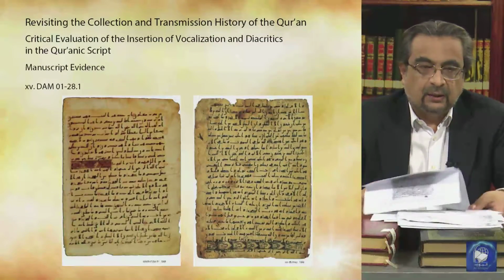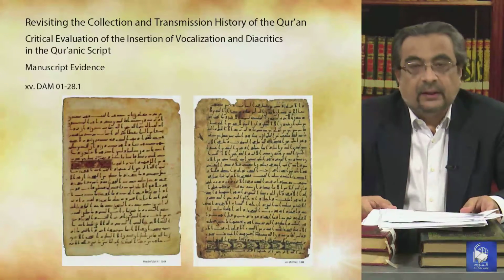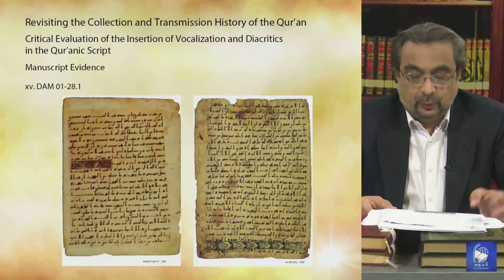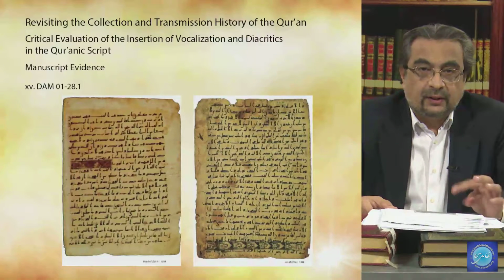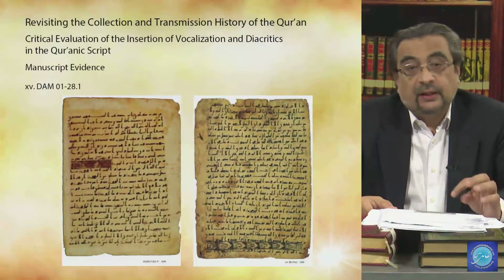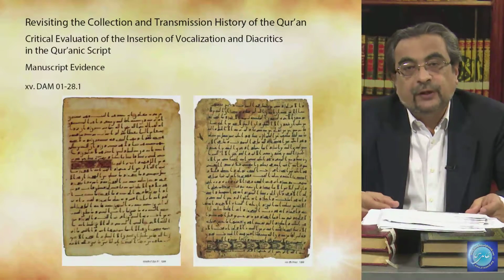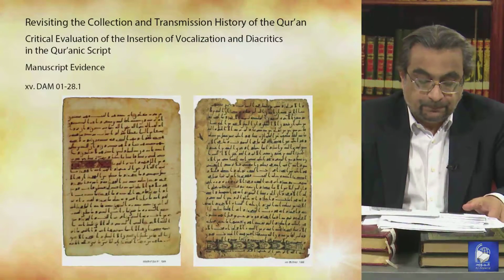Viewers, the 15th example in this case is of DAM 01-28.1. It has miscellaneous verses. It is said that it belongs to the first or early second Hijrah. The script is again Hijazi. The location is Darul Makhtutat in Yemen, and you can see that there are very frequent diacritical marks in the image which is being displayed before you.